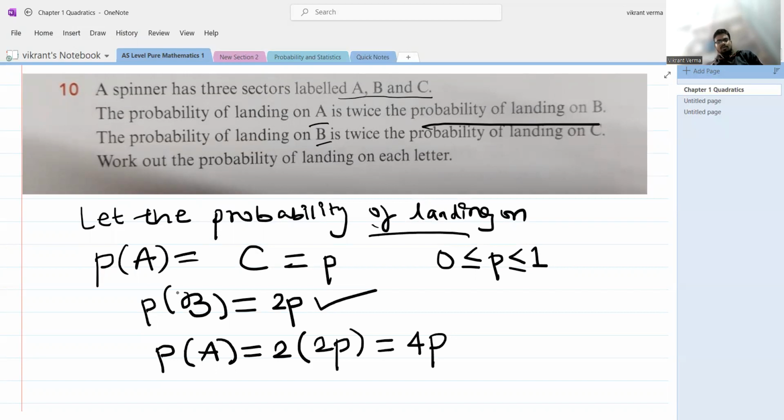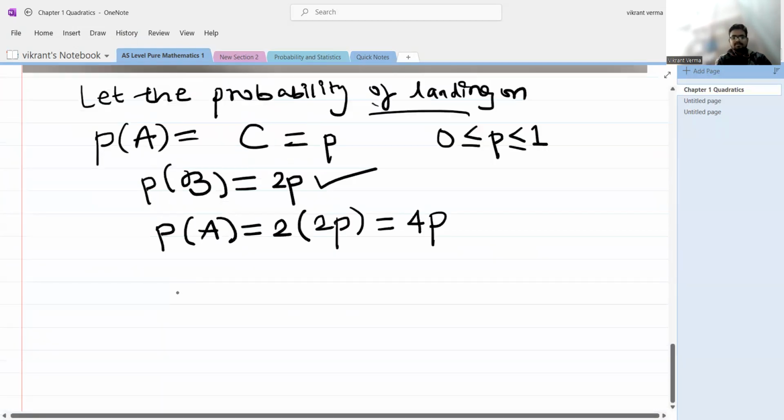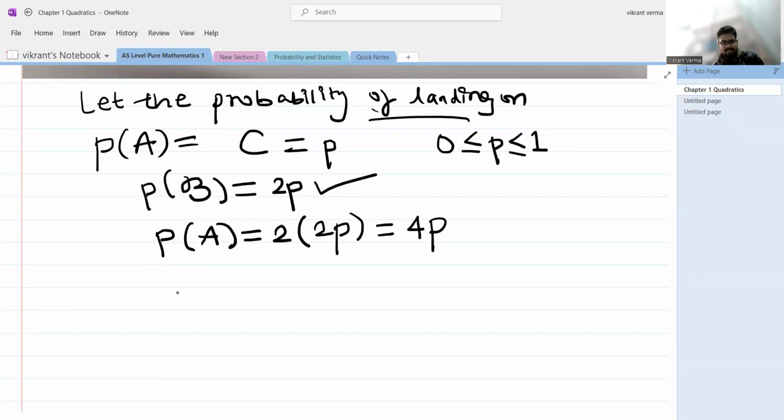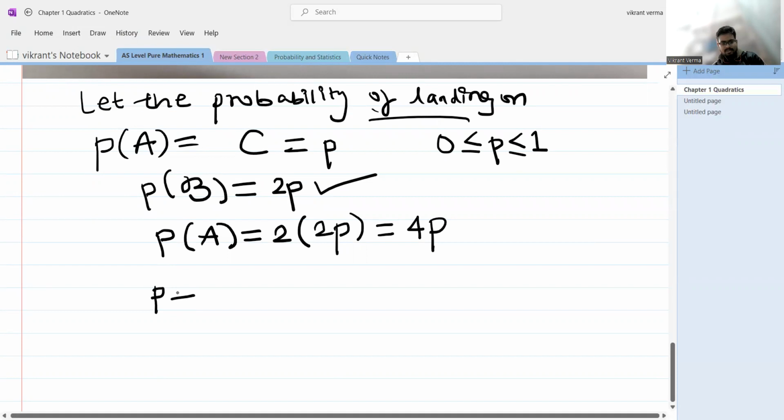Now we have the probability of landing on C, B, and A, so we can find the value of p. Why? Because we know that the sum of all the probabilities is 1. So here I just need to do a simple addition: p plus 2p plus 4p will be 1. So 1 plus 2 is 3, and 3 plus 4 is 7.